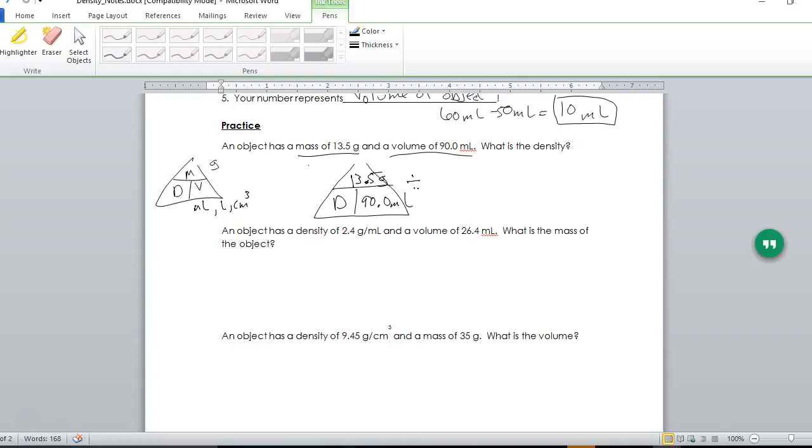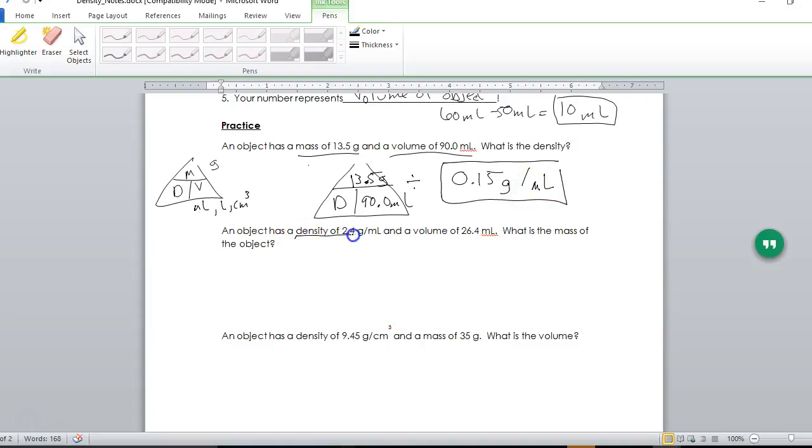Okay, so 13.5 divided by 90, and you would get 0.15. So we want to use the correct units here. So density is mass divided by volume, so the mass we used was grams, and the volume in this particular problem is milliliters, so we're going to plug in milliliters as the volume part of our derived unit. There's your density.